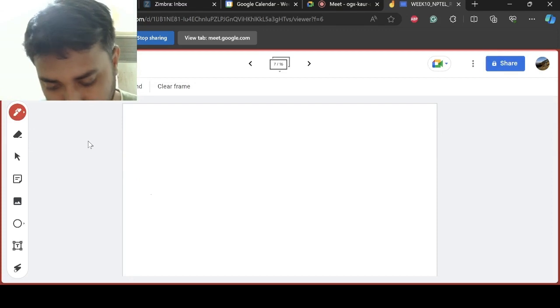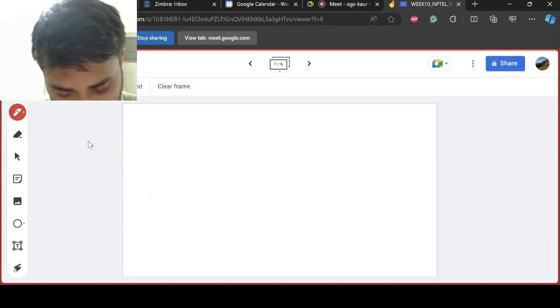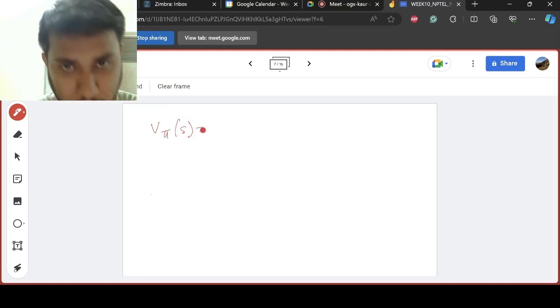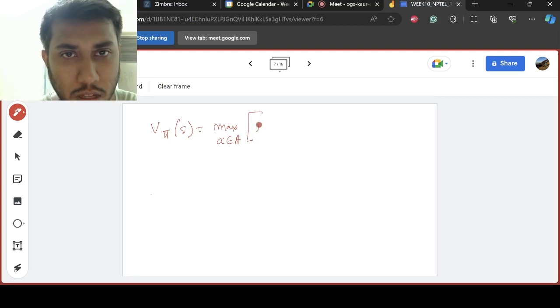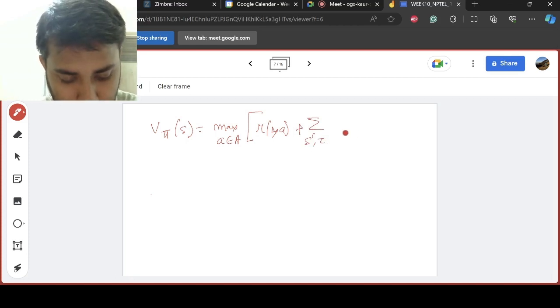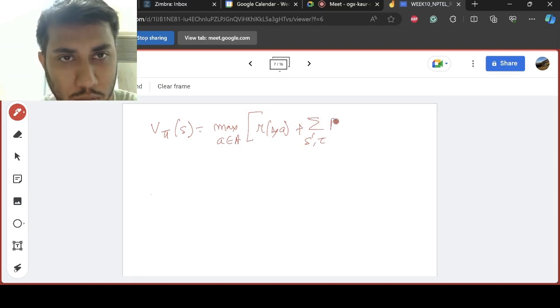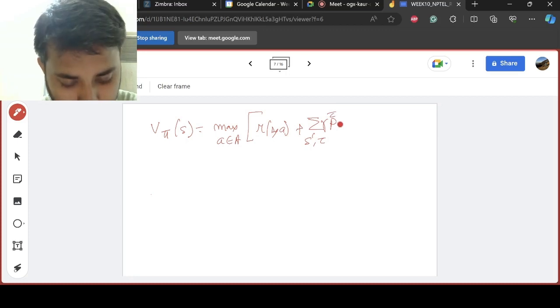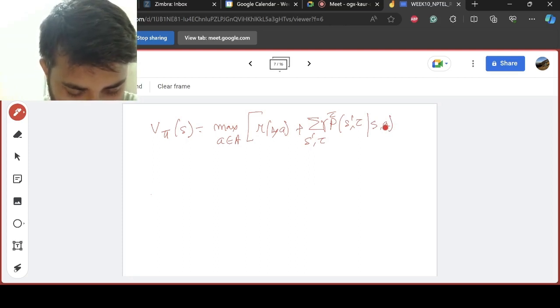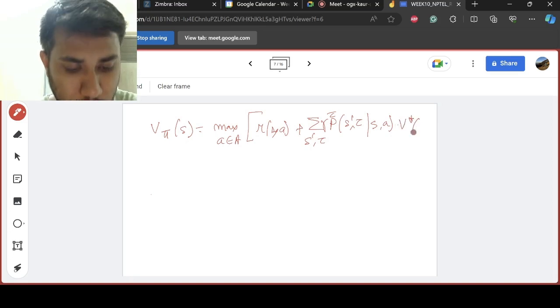So the Bellman equation for SMDP will be V pi of s equals max over a belonging to A of R of s comma a plus summation over s dash and tau of P of s dash comma tau given s comma a, times gamma to the power tau, into V star of s dash.